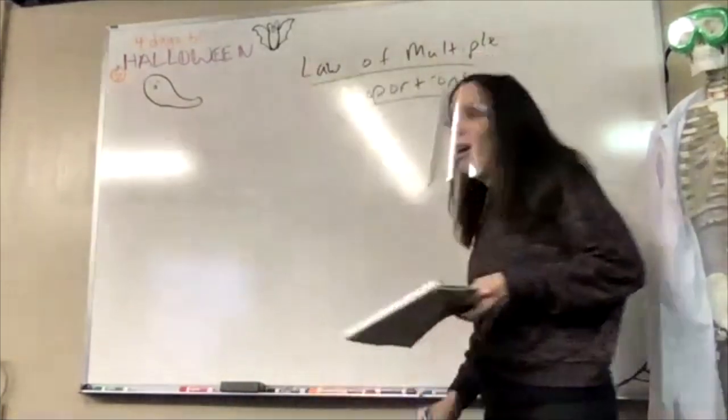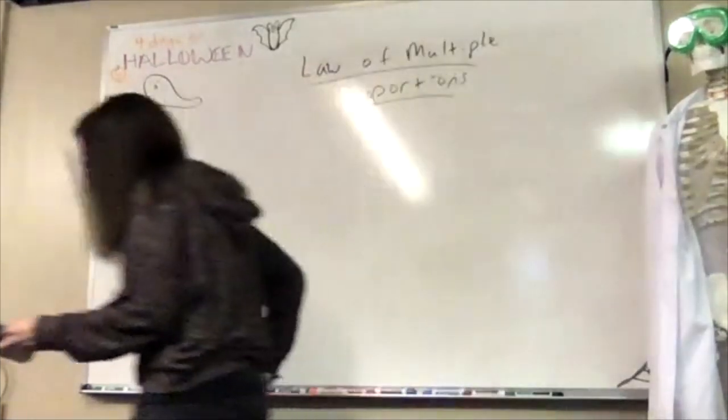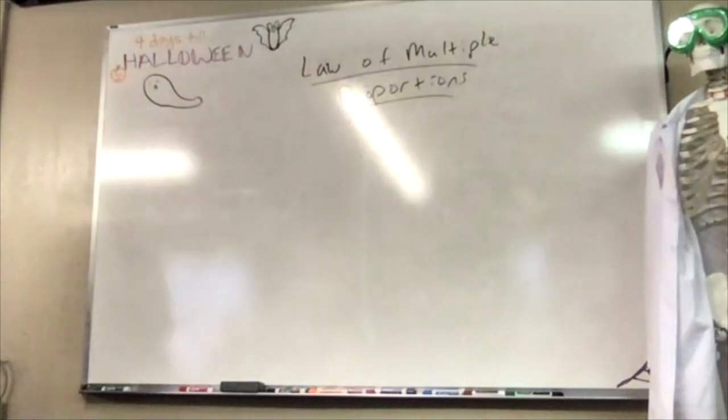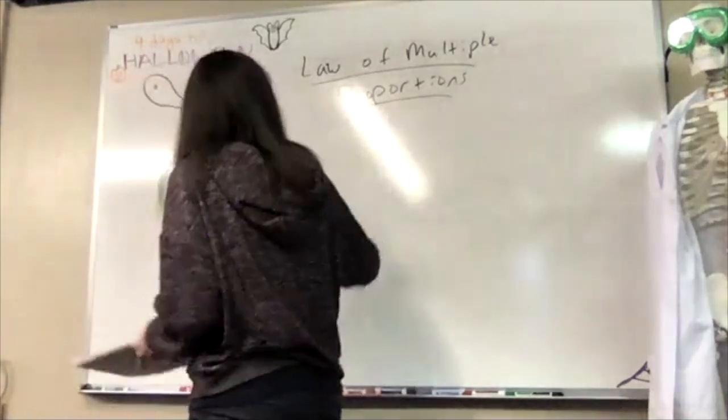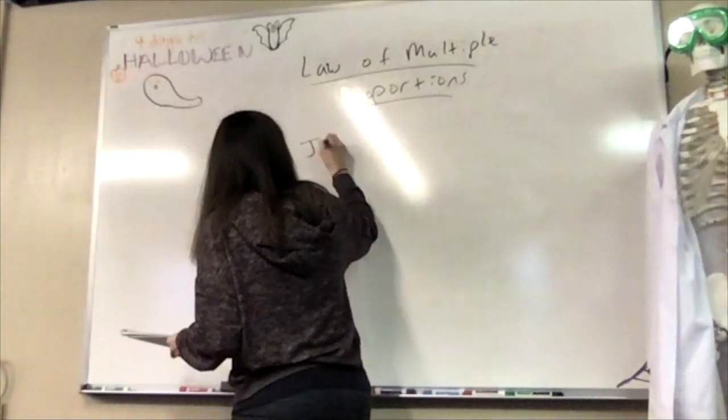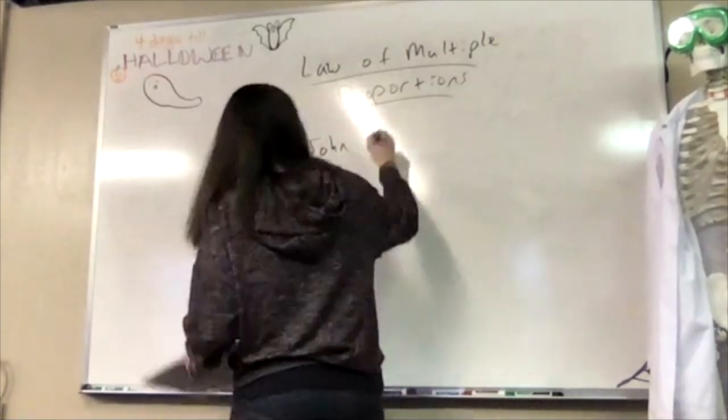All right, so the law of multiple proportions is a more difficult one to understand. The definite proportions law is pretty straightforward. This one is not as straightforward. So the best way to explain it is with an example, not saying the words. John Dalton is the one who formulated this law in 1803.